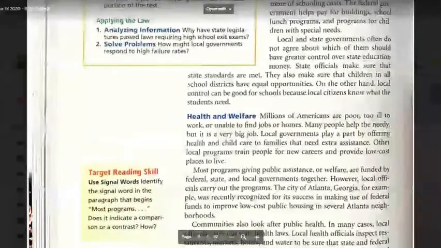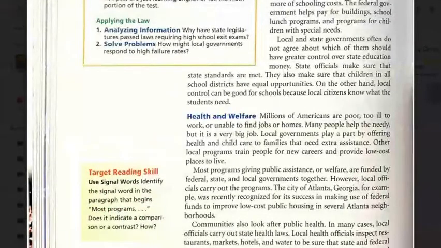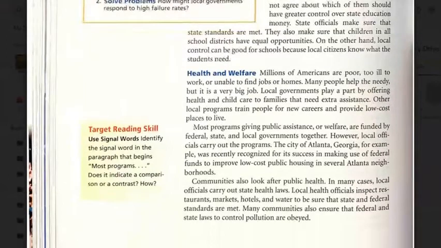Health and welfare. Millions of Americans are poor, too ill to work, or unable to find jobs or homes. Many people help the needy, but it is a very big job. Local governments play a part by offering health and child care to families that need extra assistance. Other local programs train people for new careers and provide low-cost places to live. Most programs giving public assistance or welfare are funded by federal, state, and local governments together. However, local officials carry out the programs.